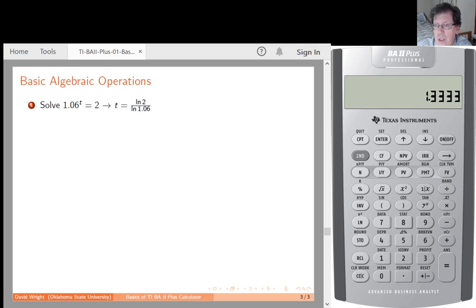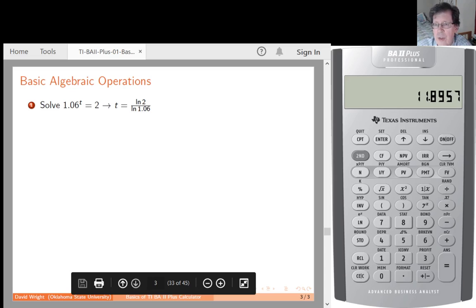So the way you can do that is you type clear here, and then type 2. Then here's the natural log button over here. And then I'm going to say divide, and I'm going to type 1.06. Notice it hasn't done anything yet. I can hit log, which operates on whatever number is in the window, and that's the log of 1.06. And now at the end, I know that it has log 2 divided by log 1.06. And so if I say equals, I get my answer.